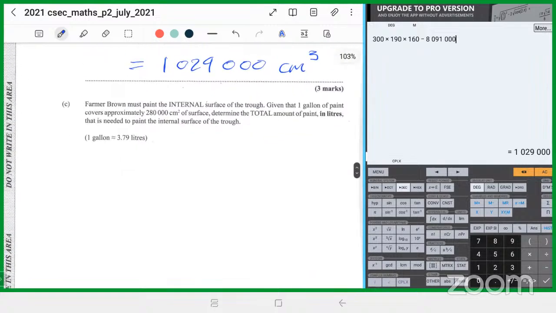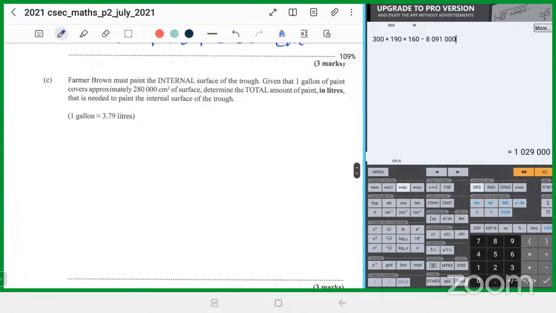Next part says now, Farmer Brown must paint the internal surface of the trough. So that's the four sides and the base. Internal surface, right? You have to include the internal base. It says 1 gallon of paint covers this amount, 280,000 centimeters cubed of surface. Determine the total amount of paint, and I want it in liters, needed to paint the internal surface of the trough. So we need to find the total internal surface area of the trough. We divide it by this amount, and we will know how many gallons of paint we need.